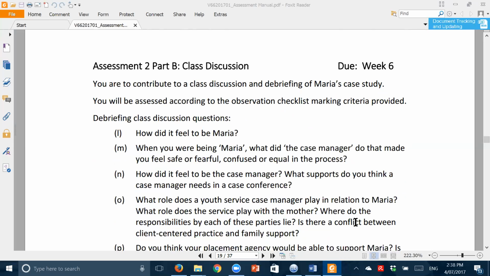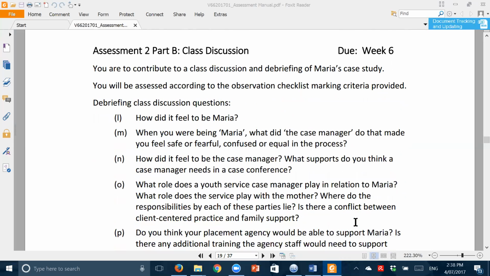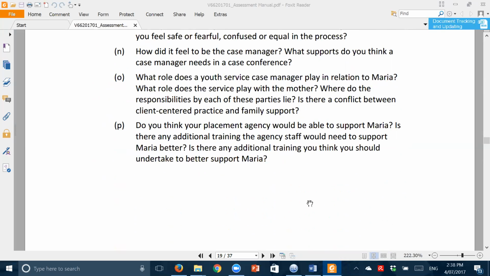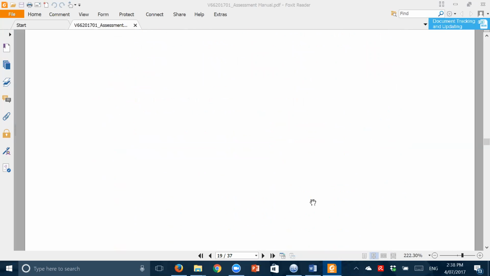Is there a conflict between the client-centered practice and family support? Do you think that your placement agency would be able to support Maria? Is there any additional training or agency staff would need to support Maria better? Is there any additional training you think could be undertaken to better support Maria? So this is our discussion.